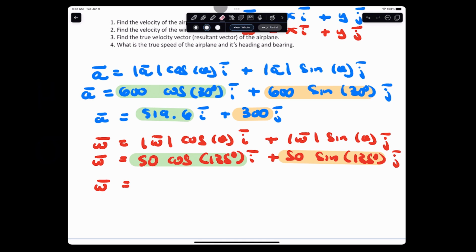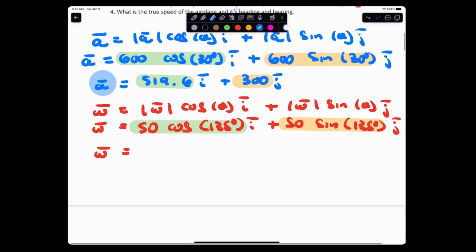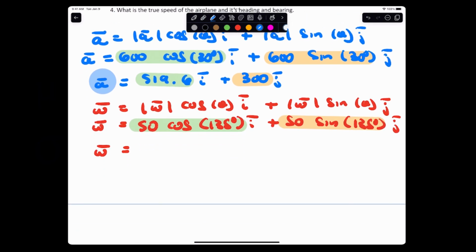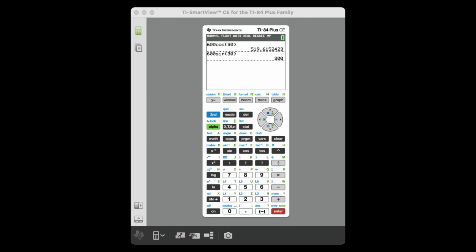Maybe it's easier to see this way. That's the blue vector. It's your airplane vector, that's without the wind. Now, let's get the wind vector. 50 cosine 135, 50 sine 135. 50 cosine 135, close that. 50 what? Sine 135, and you close that. What do you get now?